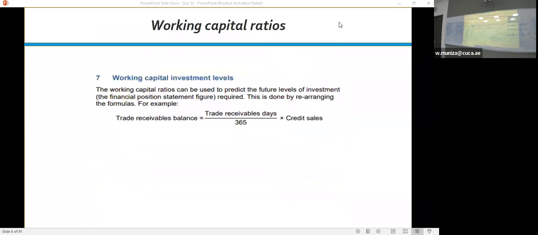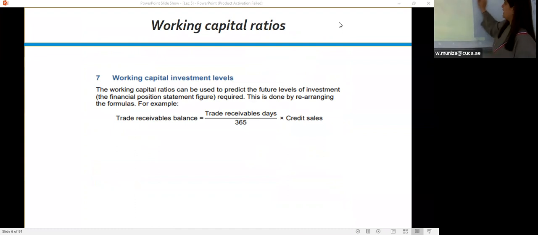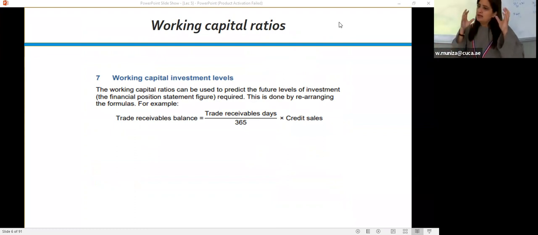Now, my dear students, we are going to consider the working capital investment levels as well. Sometimes in the exam or in a practical situation, you might need to know how much money you should be investing in the working capital. Like all other capital, working capital is very significant for the organization, and from time to time the organization plans the financial management of how much money it requires to invest in working capital.